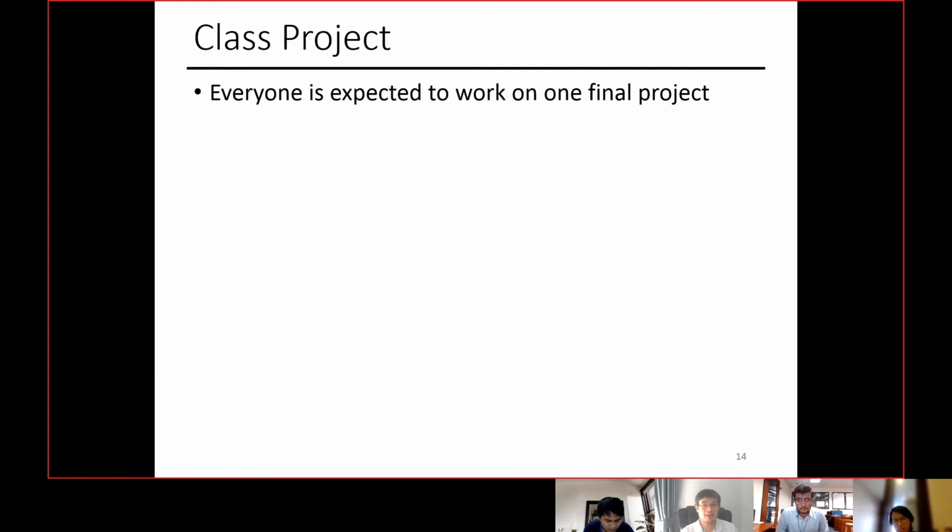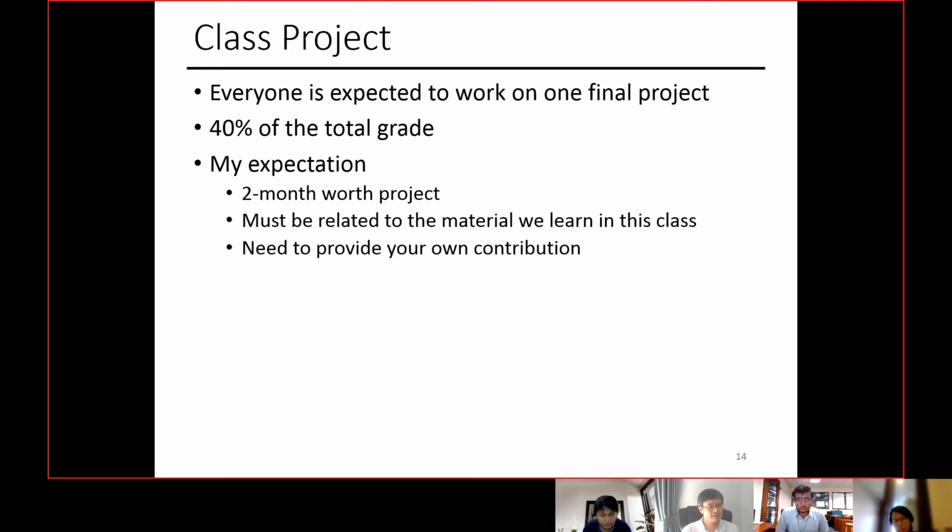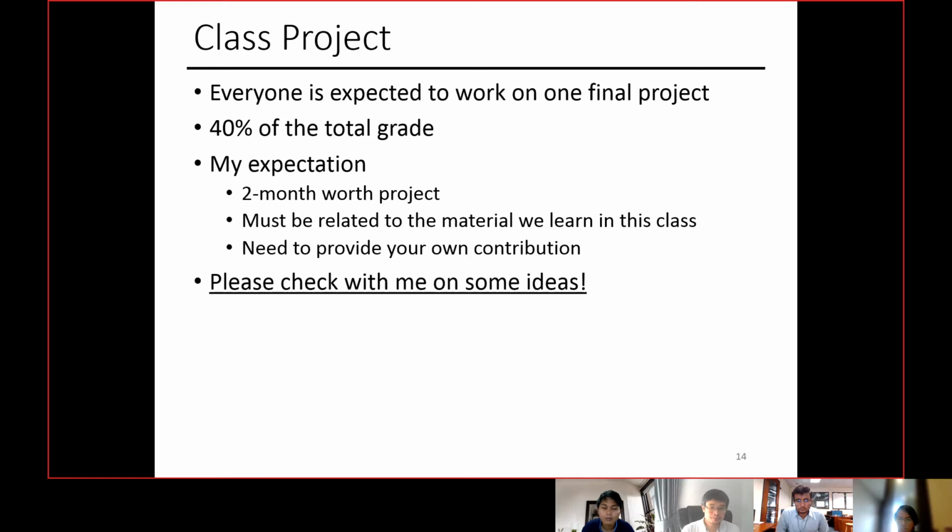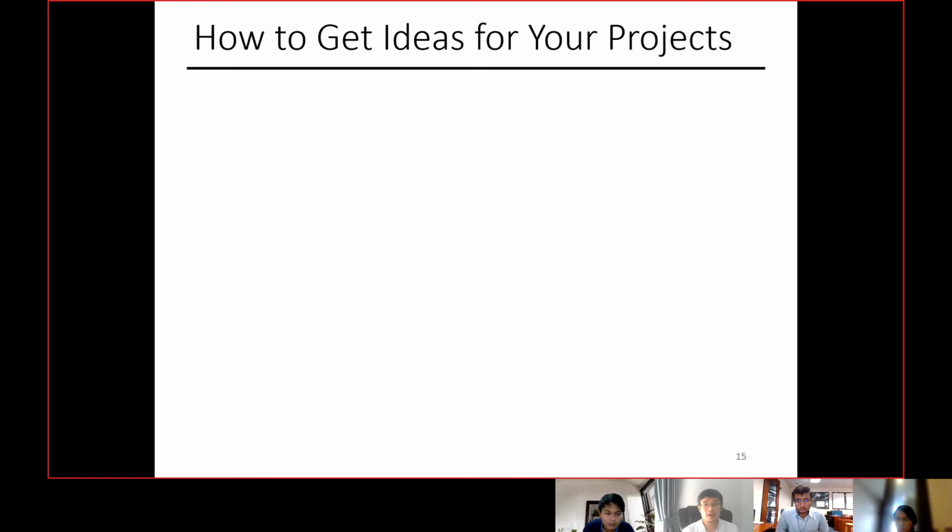Class project, everyone is expected to work on one final project. That will be 40% of your total grade. The expectation is this will be roughly 2 months' worth of project. I can judge whether this is 2 months' worth of project or not. It has to be related to material we learn in this class. That's where the proposal comes into play, so I can figure out, okay, is this related, or is this some project that doesn't have to do with anything in our class. And you have to provide your own contribution somehow. You have to build things. And check with me on some ideas.